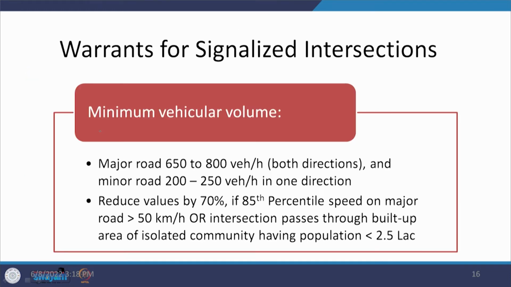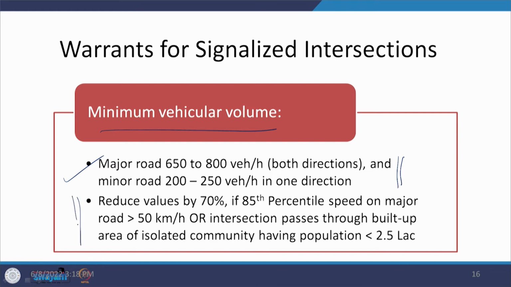The first one is the minimum vehicular volume. Now, what it says is that on a major road, 650 to 800 vehicles per hour in both directions, and on a minor road, 200 to 250 vehicles per hour in one direction. If that is the situation, then it warrants signalization of that intersection.